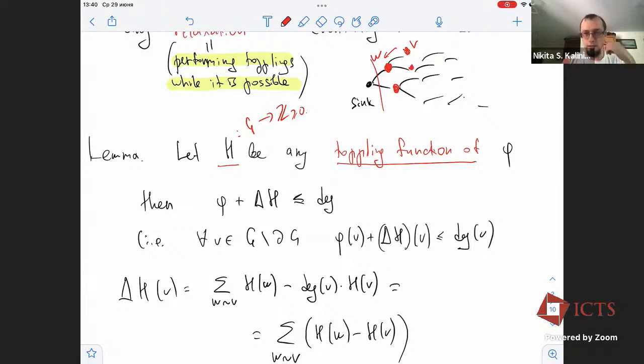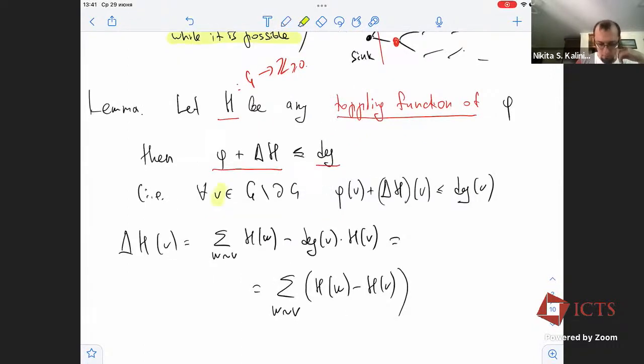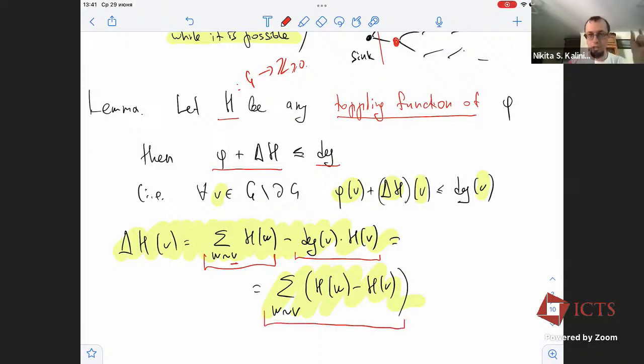And then I say that in this case, phi plus the discrete Laplacian of h is at most the degree. So here I mean the following. For each vertex v not in the sink, phi of v plus Laplacian of h of v is at most the degree of v. And here the discrete Laplacian of a function is the standard definition. It is as follows. If I have a function h, then at vertex v, its Laplacian is as follows. I take the sum of values of h over all neighbors of v and subtract the degree of v times h of v. Or it is the same as I take the sum over all neighbors w of v, the difference h of w minus h of v. So that's the definition of the discrete Laplacian.